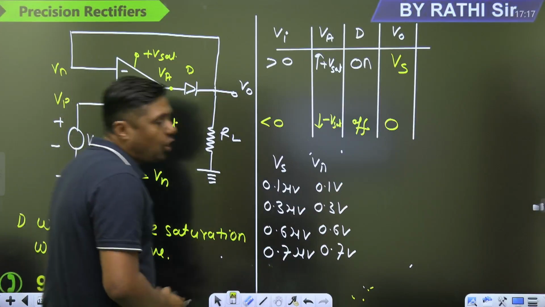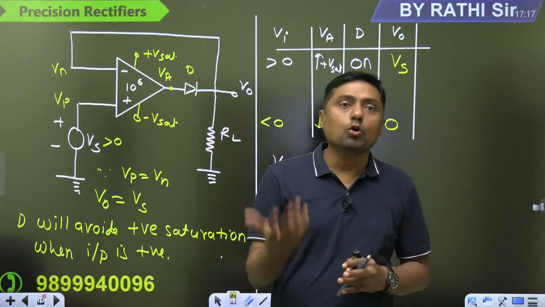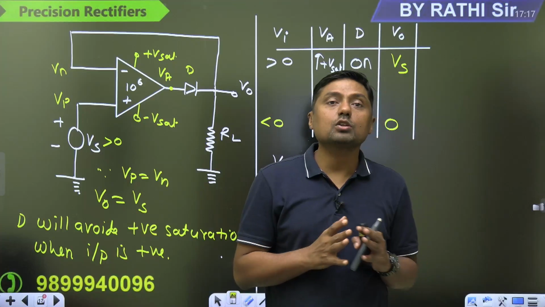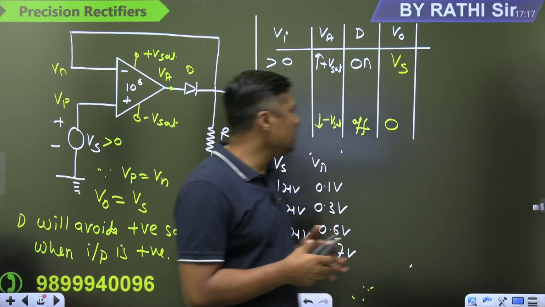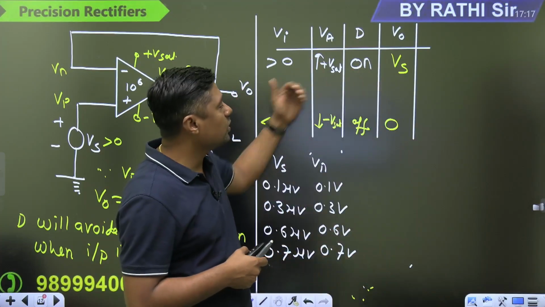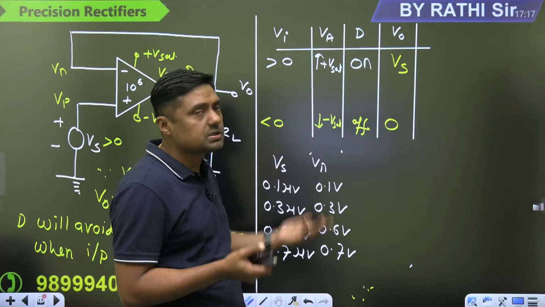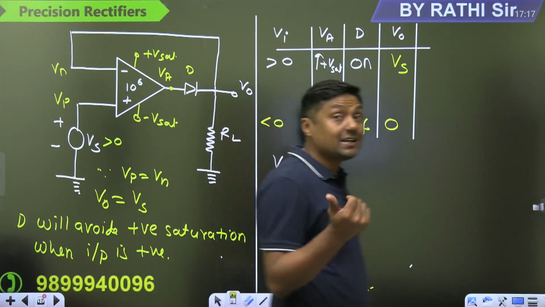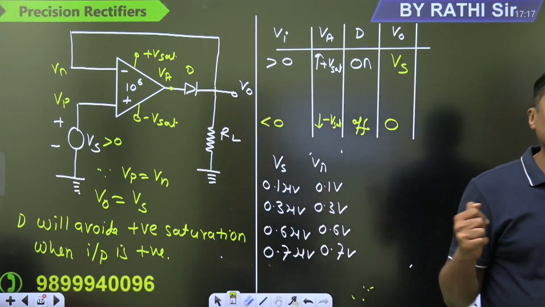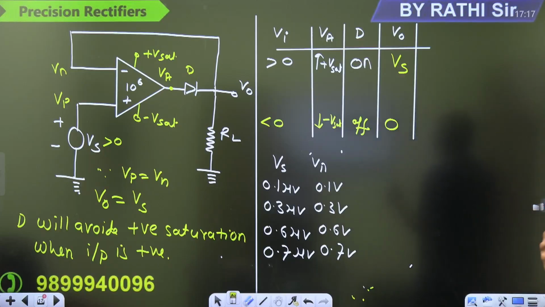Now, for the positive half, we are getting the output, and for the negative half, we are not getting any output. Yes, this is visible here. For the positive half, we are getting the output. For the negative half, we are not getting the output. Means it is what? A half-wave rectifier. It is a half-wave rectifier, and that is because of what? The diode.